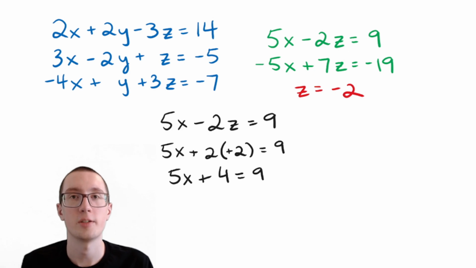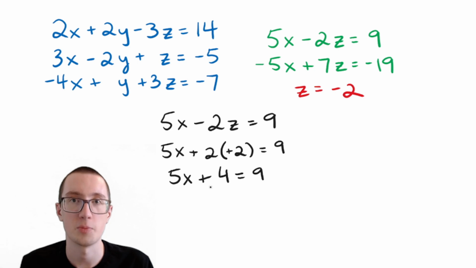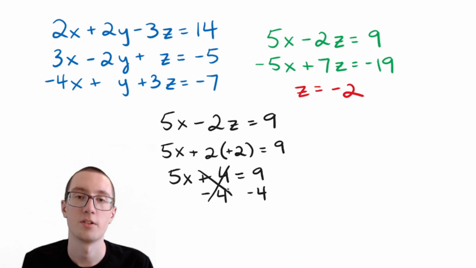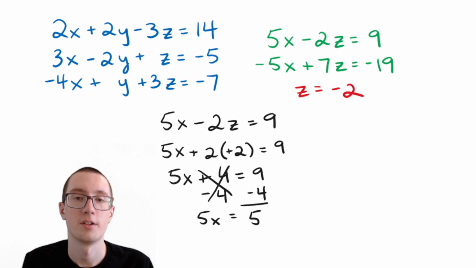So now we have a two-step algebra problem. And in this case, we can get rid of the 5 or the 4 to get x by itself. Let's get rid of the 4 first, because the 5 is more attached to the x, and we'd have to divide everything by 5, and we have a bunch of fractions, and no one wants that. So let's get rid of the 4 first by doing the opposite of addition, which is subtraction. We will subtract both sides by 4. These cancel out, and on this side you're just left with 5x. And on the other side, 9 minus 4 is 5. So now we have 5x equals 5.